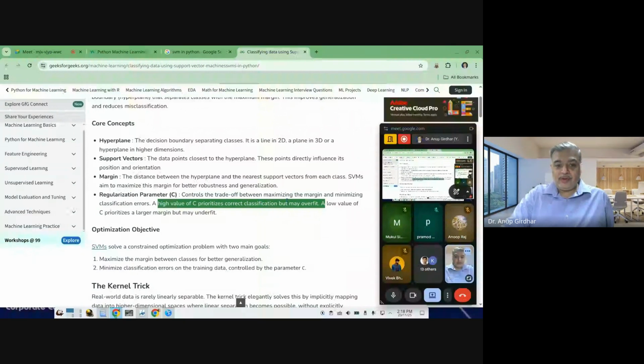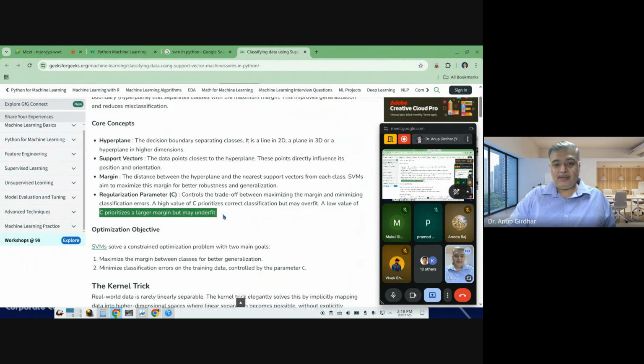So there are two different ways, right? If the errors are more, then it is underfit. If your C value for the classification is more, then it is overfit. So we want neither overfit nor underfit, right? So we want a proper margin so that things are managed in the proper way. The lower value of C prioritizes a larger margin but may underfit. So understood what overfit and underfit models are.